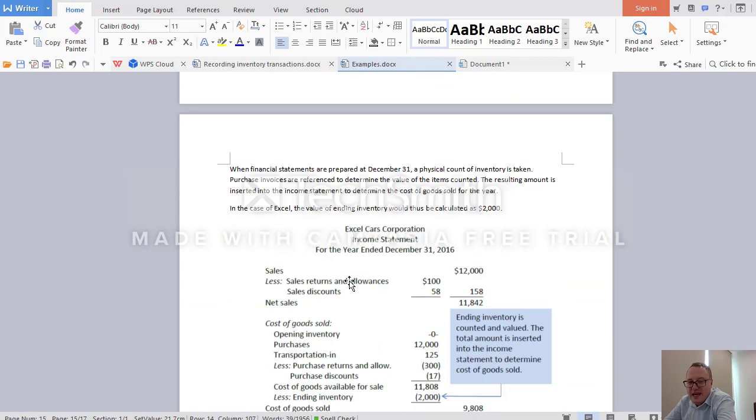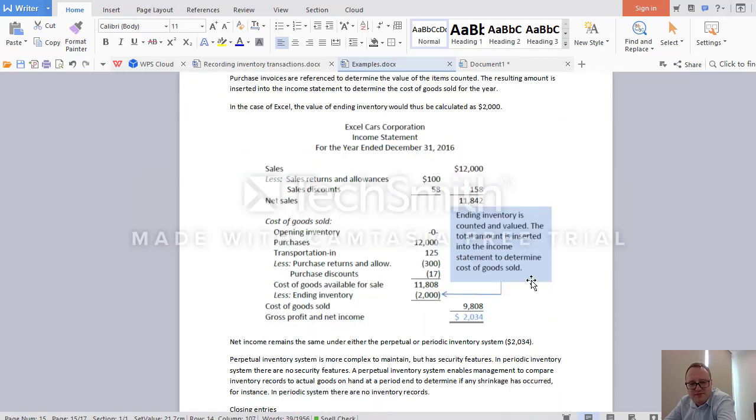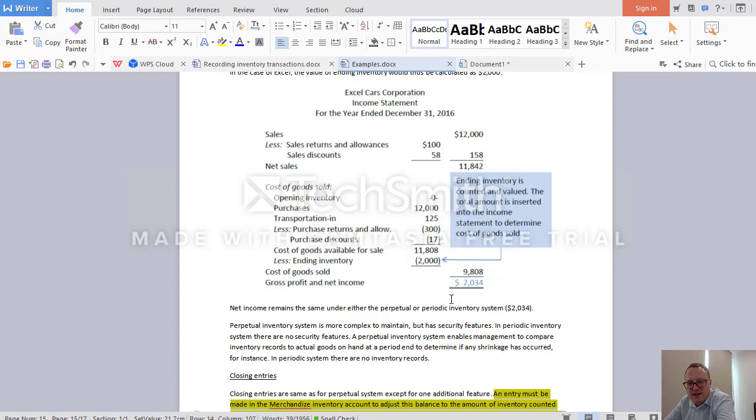Then again you will subtract from sales these contra revenue accounts, sales returns and sales discounts, and get net sales. Then you can find the COGS, then subtract COGS, and you will get the gross profit again of 2,034. But remember that the opening inventory is zero. Nothing happens for inventory during the period, but at the end of the period, with the periodic inventory system, you must count inventory, and therefore you will have ending inventory.